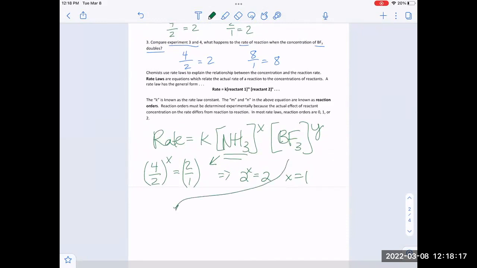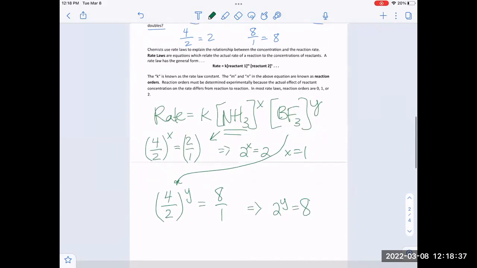We do the same thing for the concentration of BF3. So it went from 2 to 4, again always doing that bigger number on top for our ratio so that we get a whole number rather than a fraction. So 4 over 2 to the y gives me 8 over 1. So then we have 2 to the y power equals 8, so y must be 3. 2 times 2 is 4, times 2 is 8.